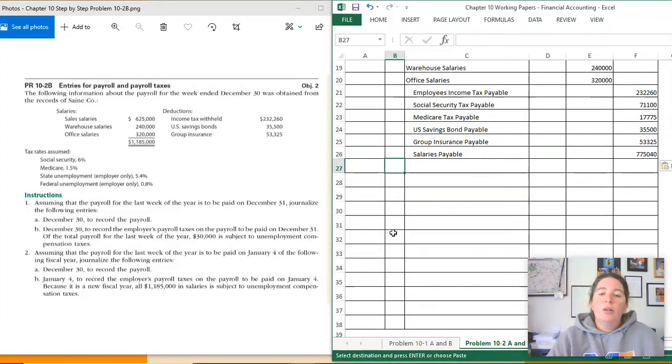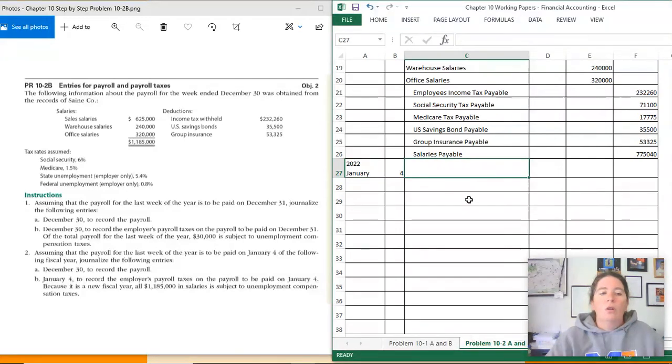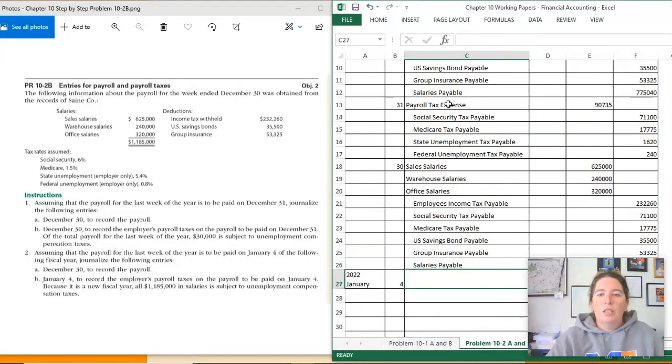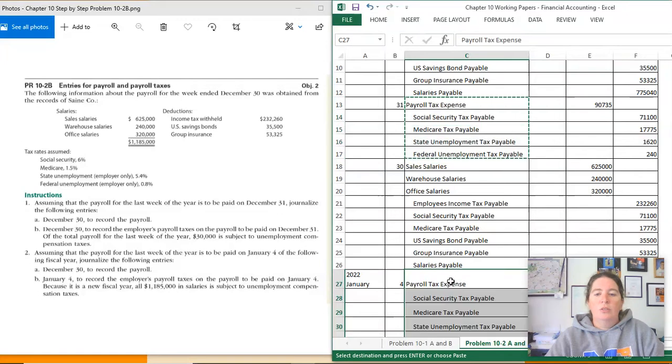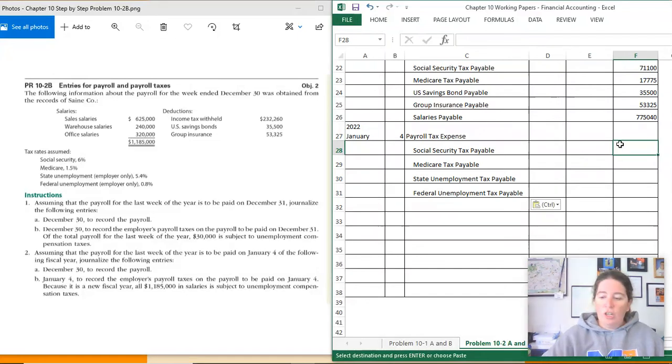So we are now in January. So we're in the next year, 2022. We're in January, and it is the 4th. Make that row a little bit bigger so you can see my year. Maybe. There we go. Okay. So much like this one right here, and I'm going to take these account titles and drop them down. I'm going to leave my payroll tax expense empty for the moment. My Social Security doesn't change. That's still $71,100. My Medicare doesn't change. That's still $17,775. This is the number that's going to change.